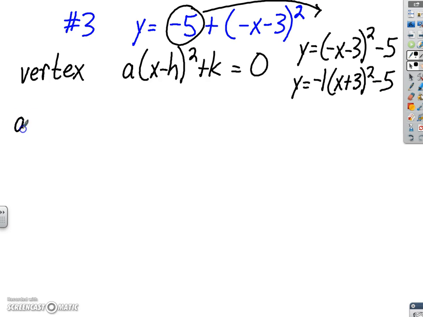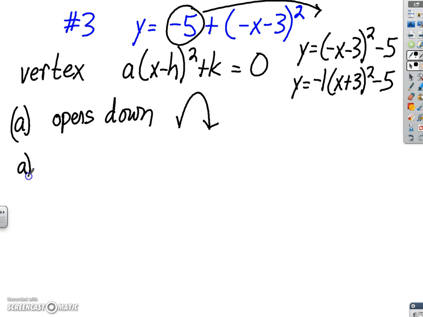Now let's look at the A. Is this happy or is it sad? Is it smiling? Is it frowning? Is it opening up or opening down? And the answer is it opens down. Why? Because that A is a negative. That leading coefficient, that number out front, that -1, it's negative, so it opens down. The graph of this is going down.